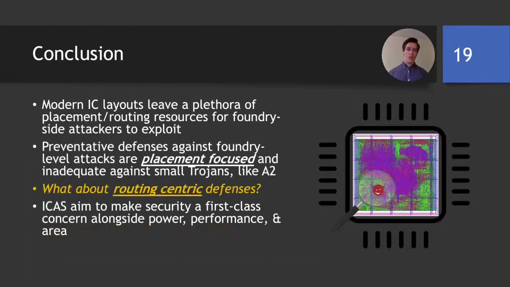Circling back to the two questions we posed earlier, one, should we care about hardware Trojans? ICAS results say we should, since modern IC layouts have a plethora of layout resources for foundry side attackers to exploit, even with state of the art defenses deployed. Two, why are current preventative defenses ineffective? If you noticed, layout level defenses are primarily placement focused. They decrease the amount of unused placement sites for attackers to exploit. However, since it is impossible to achieve a core density of 100%, this is futile.